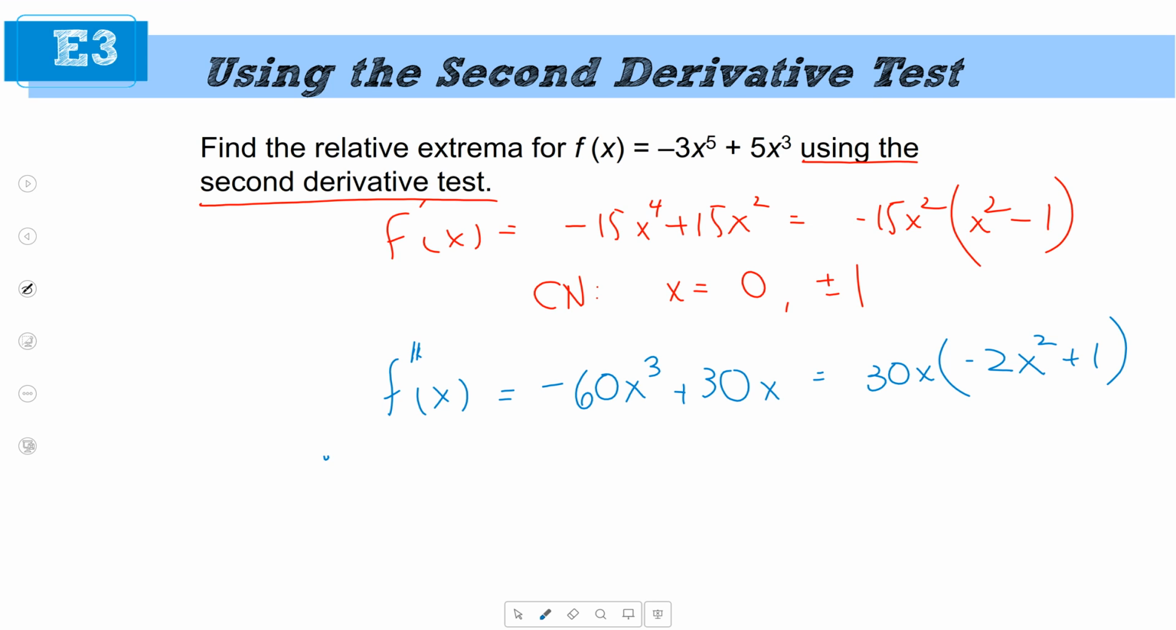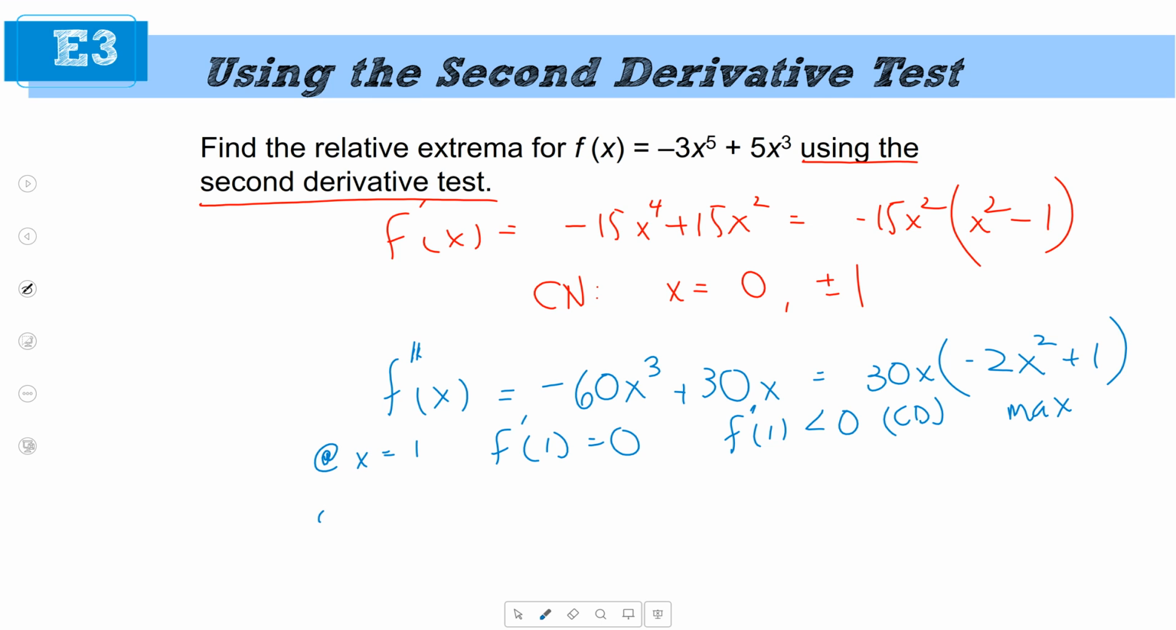So let's save 0 for the end. At x equals 1, f prime of 1 equals 0. That establishes that it's a critical number. And f double prime of 1, is it positive or negative? It's negative. Which means concave up or concave down? Concave down. So is x equals 1 a max or a min? Concave down. Max. Beautiful.